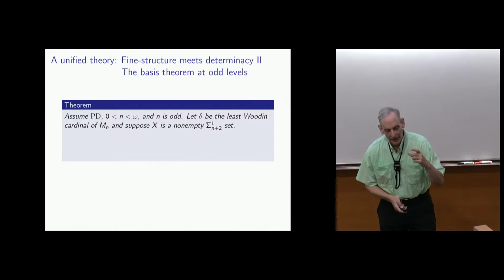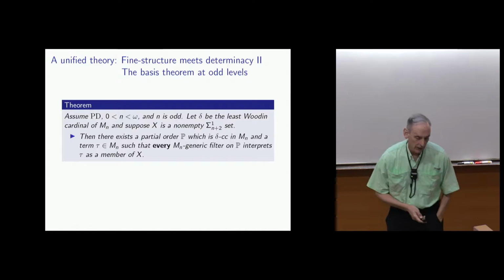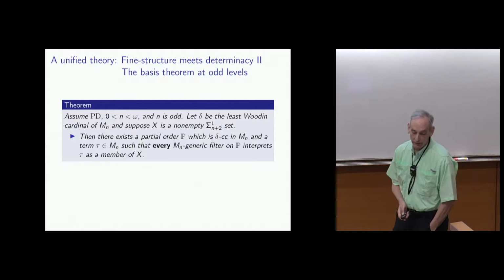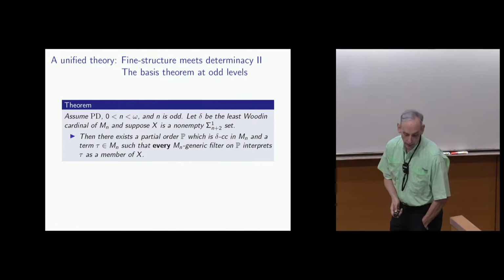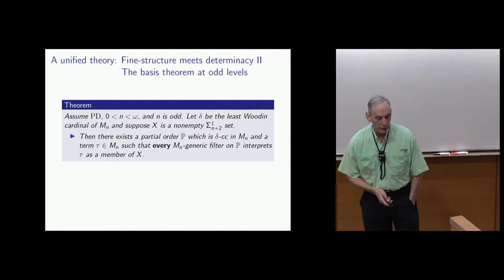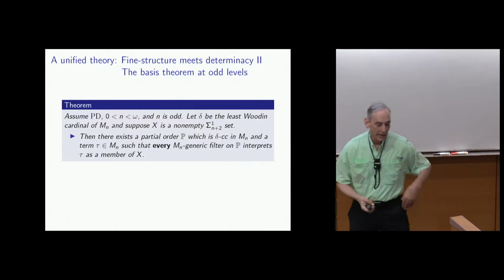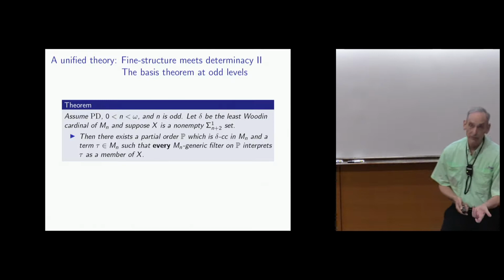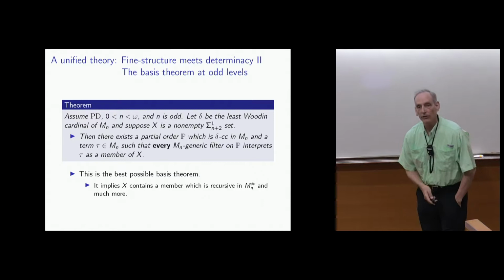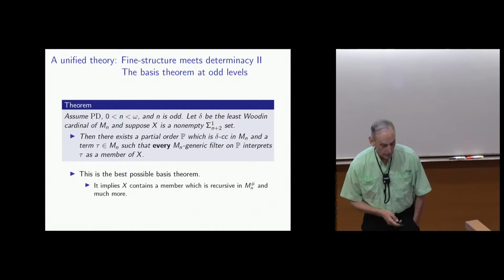And that's the new ingredient. So there's a partial order P in M_n, which is delta-c.c. in M_n. And there's a term tau for a real relative to that partial order so that every M_n-generic filter on P interprets tau as a member of X. So for the basis theorem, M_n^# is overkill, right? M_n^# will build such a generic because it will make it countable. So this is the best possible basis theorem at the odd levels. It implies X contains a member which is recursive in M_n^# and much more.